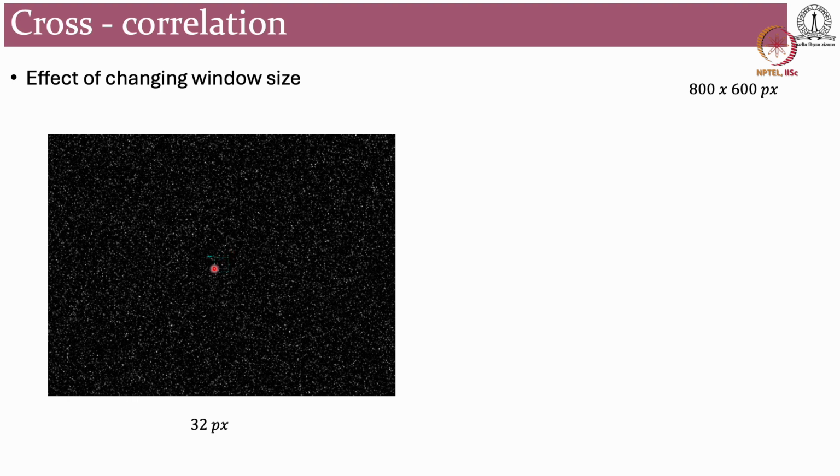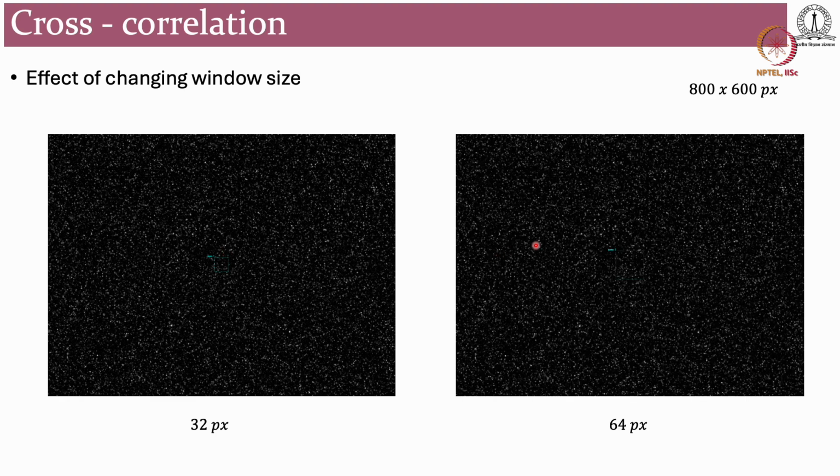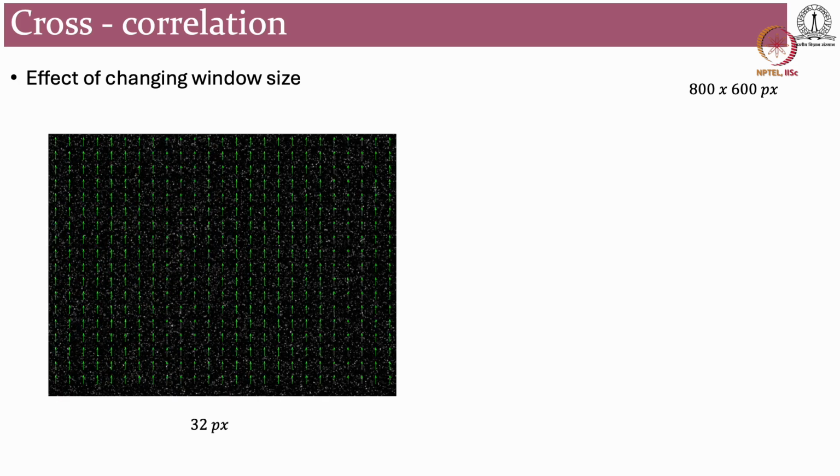So here you can see I have created one window size which is 32 by 32 pixels. It's a square box, and here I have created a box of size 64 by 64 pixels, and we'll see when you do the cross correlation and PIV between the previous two images, you will see the difference in the vectors. So for 32 by 32 you get something like this.